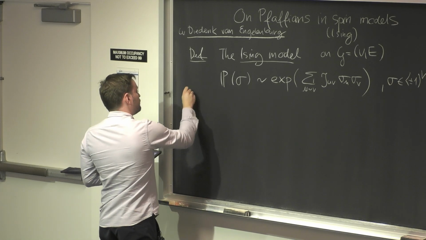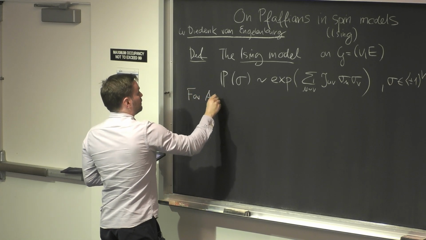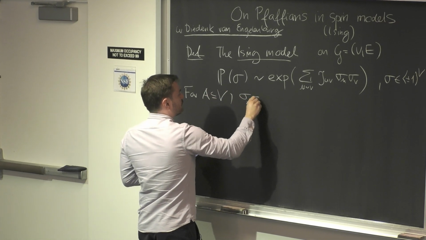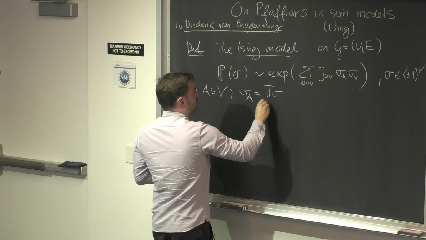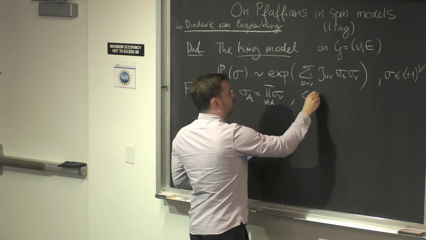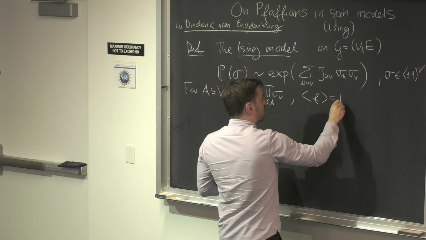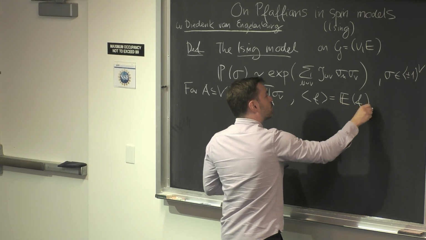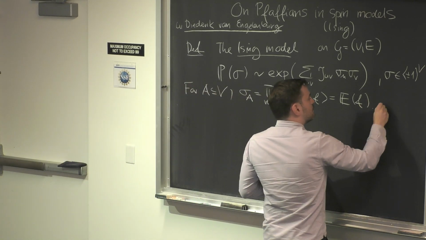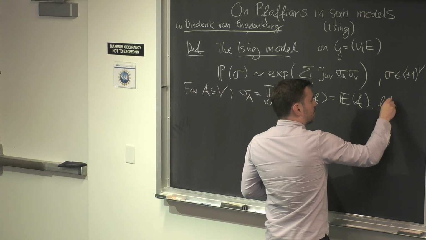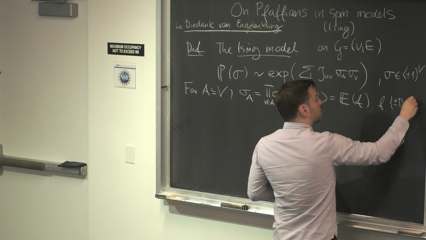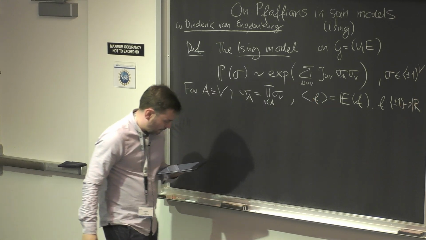So some notation for a set of vertices. I will write sigma A just to be the product of all the spins at these vertices. And I will denote expectations with a bracket, sort of the physical notation. Where F is something, we call it an observable. So it maps from the space of spin configurations to, say, the reals.